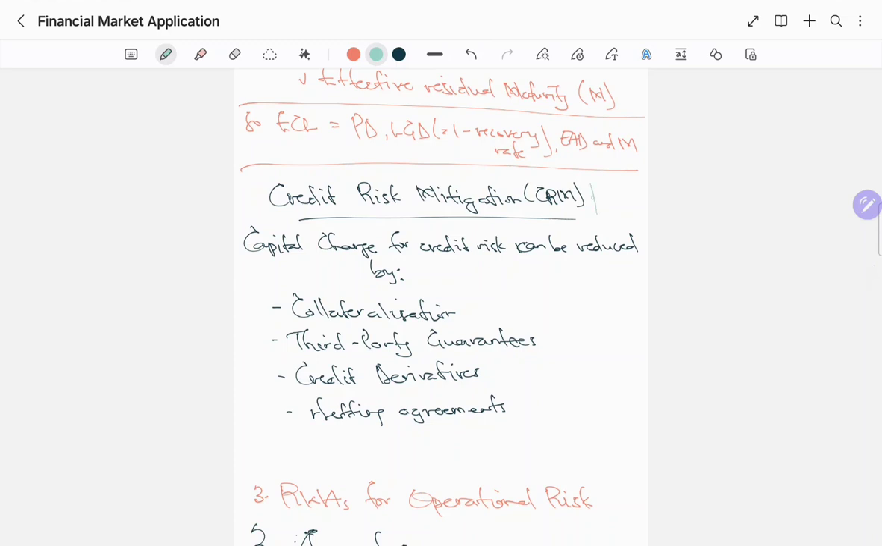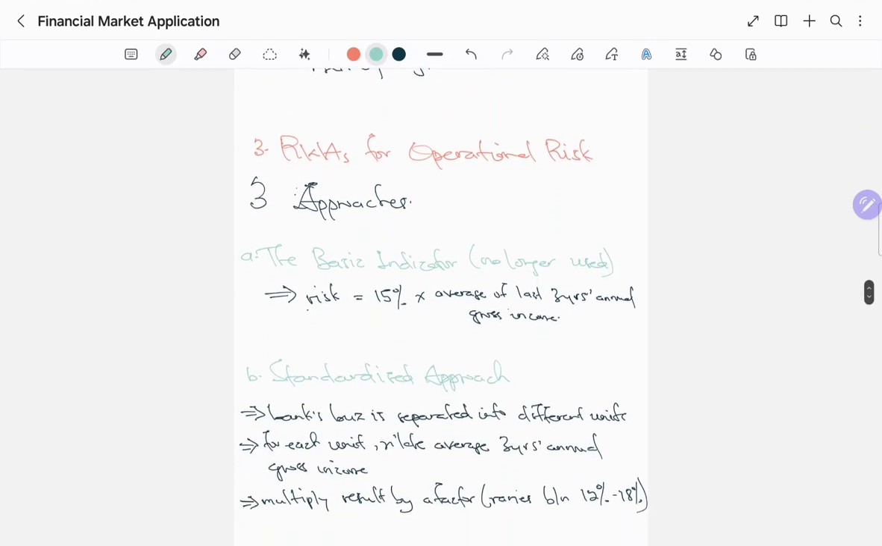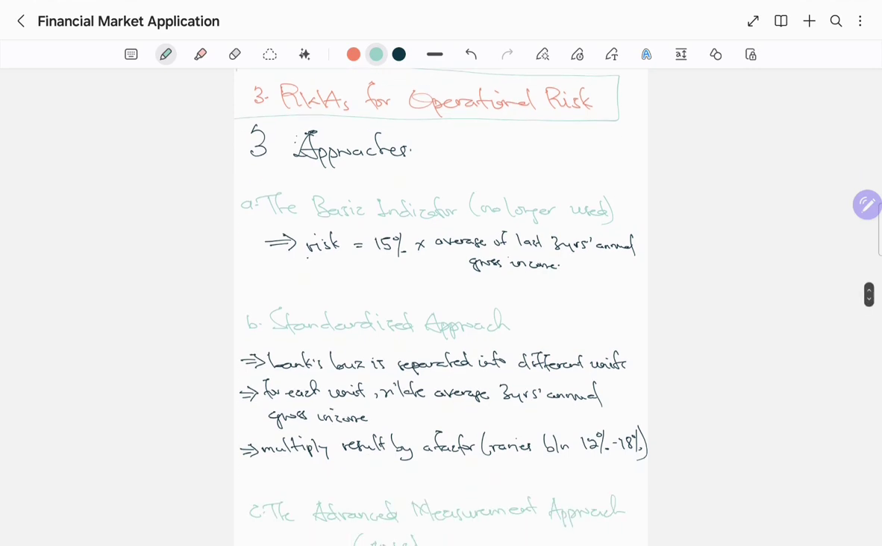Now, how do we control credit risk? We mentioned this earlier, so we're not going to waste too much time here, and will move straight to the risk weights for operational risk. Now, for operational risk, mind you, there are 3 approaches. For market and credit risk there are 2 approaches, but for this there are 3. The first one will be the basic indicator approach, which currently is no longer in use, but it is simply saying your operational risk is 15% times the average gross annual income you've made over the last 3 years.